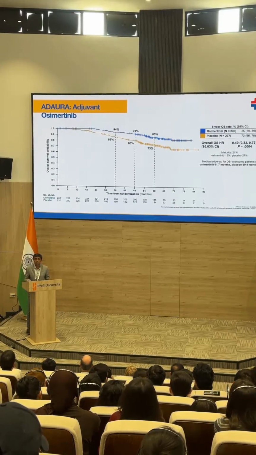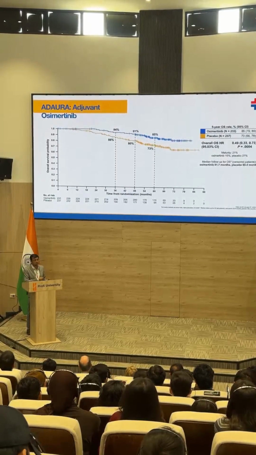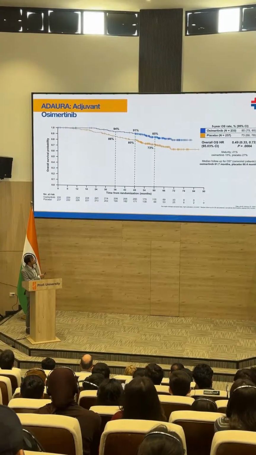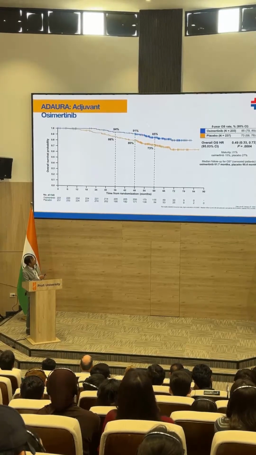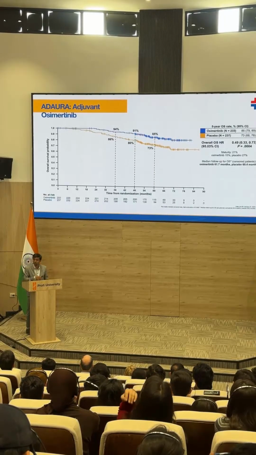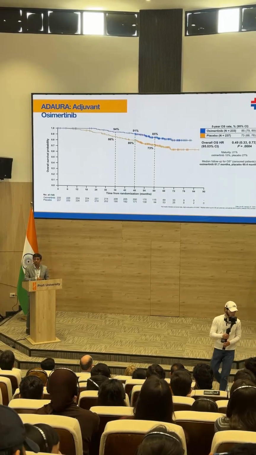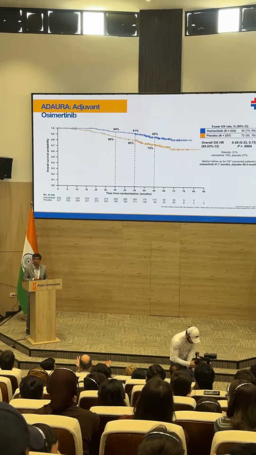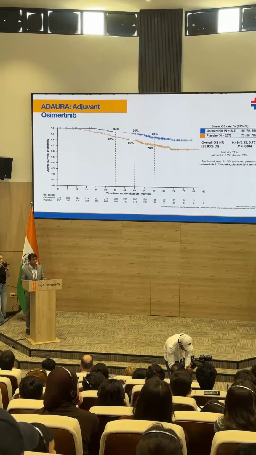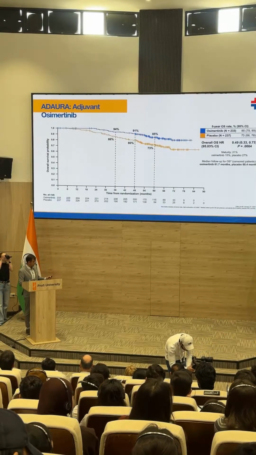You can avoid chemotherapy. Just after surgery, you've done surgery for a stage 2, stage 3 lung cancer patient, you give this osimertinib for 3 years, and you have 85% patients surviving at 60 months, that's 5 years. So a stage 3 lung cancer patient has an 85% chance of living a normal life beyond 5 years. And that's what we call a cure in cancer.